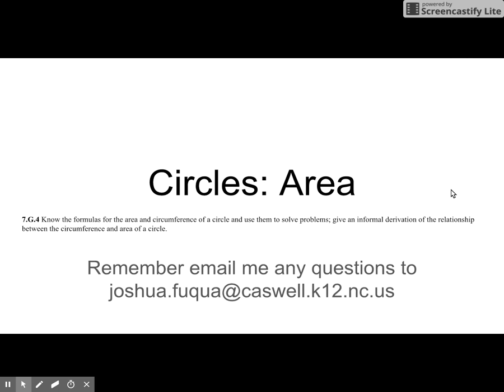So for today's lesson, we're going to be looking at how to find the area of a circle. You will understand the formulas for area and circumference and how to solve them in problems, but also understand the relationship between the circumference and area.